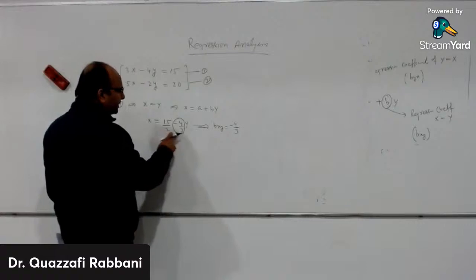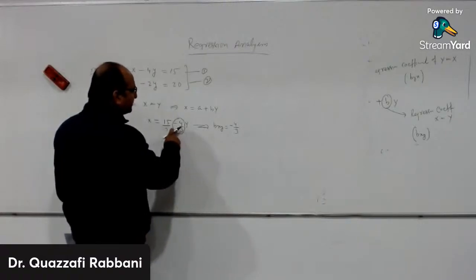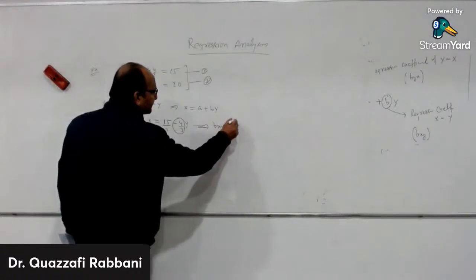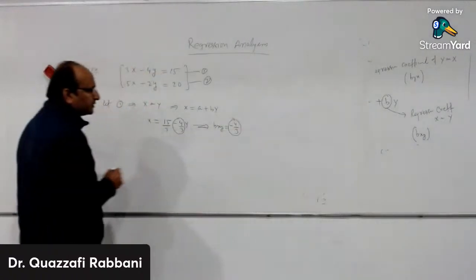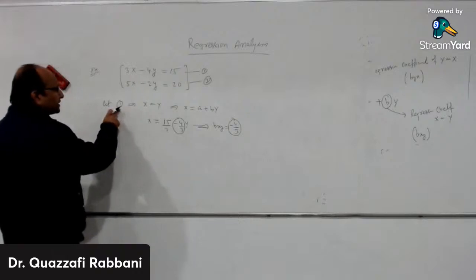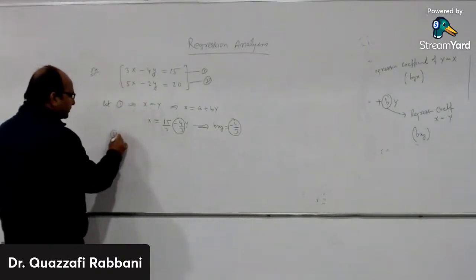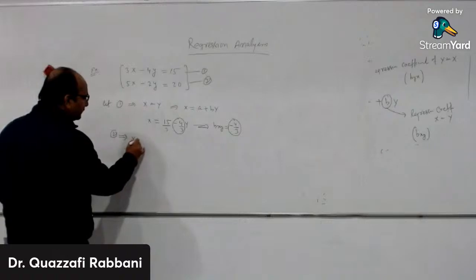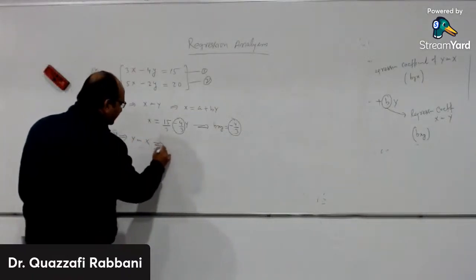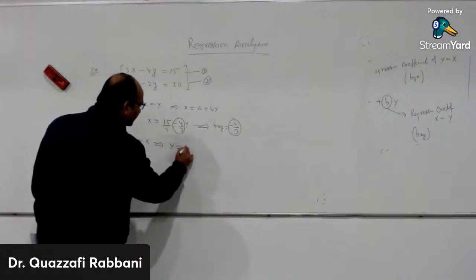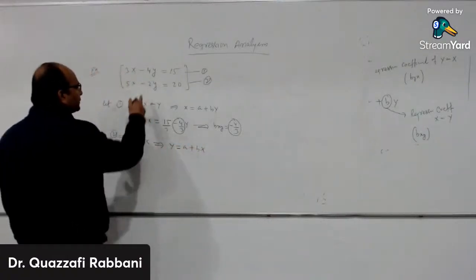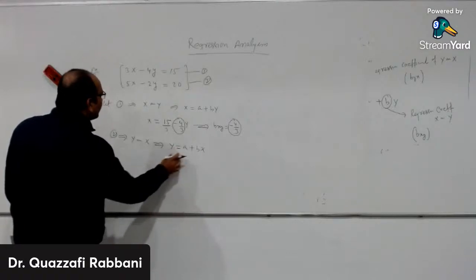X is equal to a plus by, so b means regression coefficient x on y. Bxy is, you get bxy is minus 4 by 3. Then suppose equation 1 is x on y, then equation 2 will be y on x. If y on x, then the equation will be like this: y is equal to a plus bx.